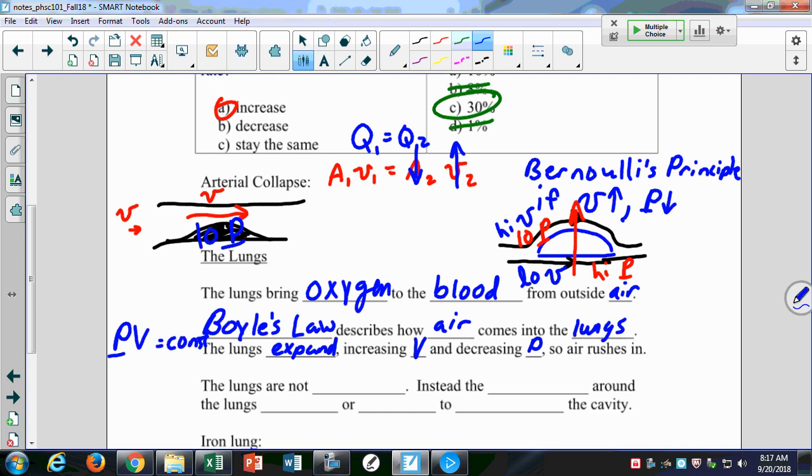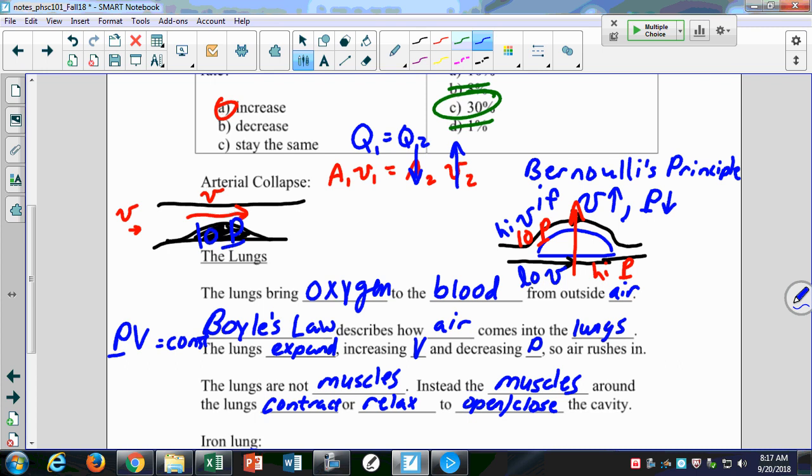So the lungs are not muscles. Instead, the muscles around the lungs will contract or relax to open or close the chest cavity. We talked about this before, right?